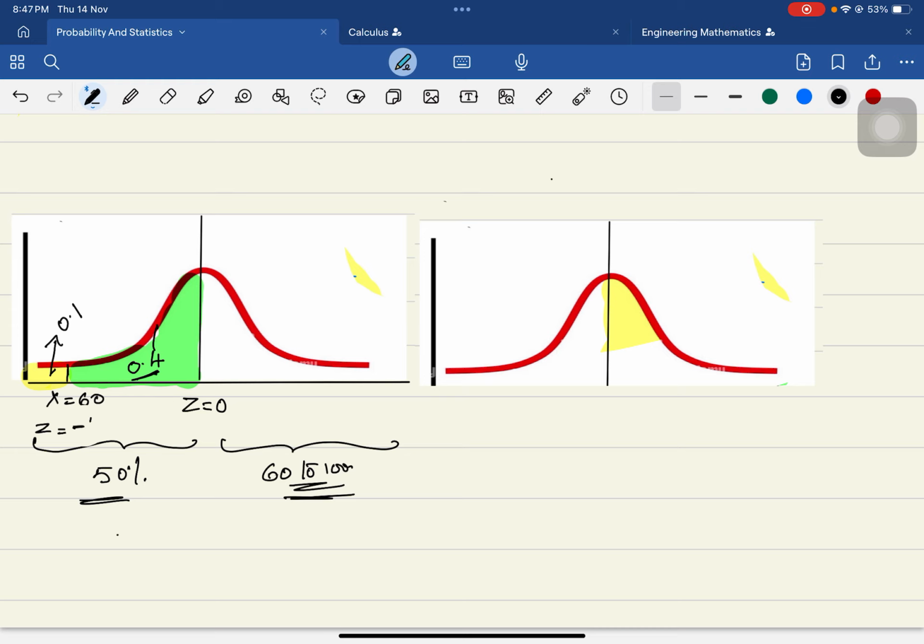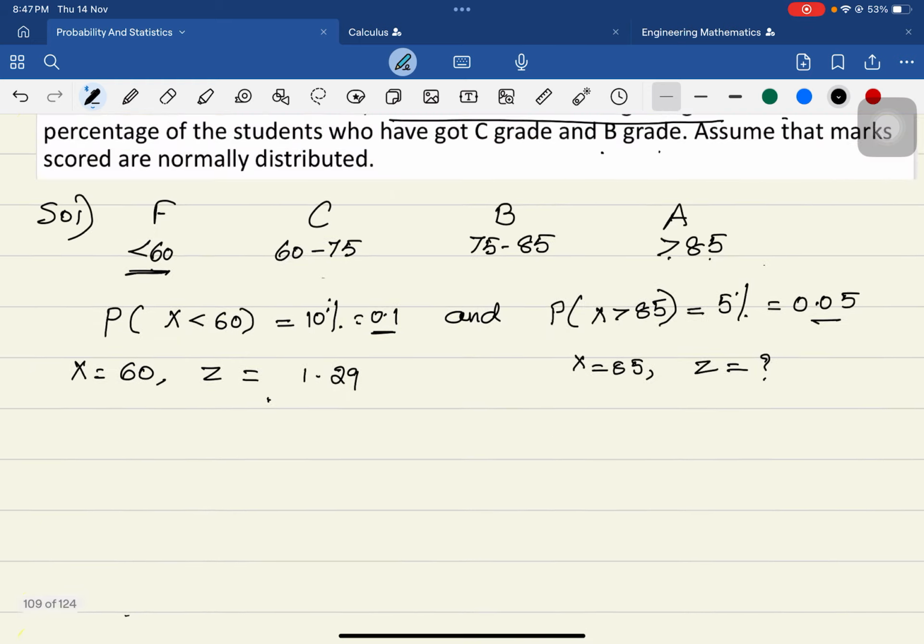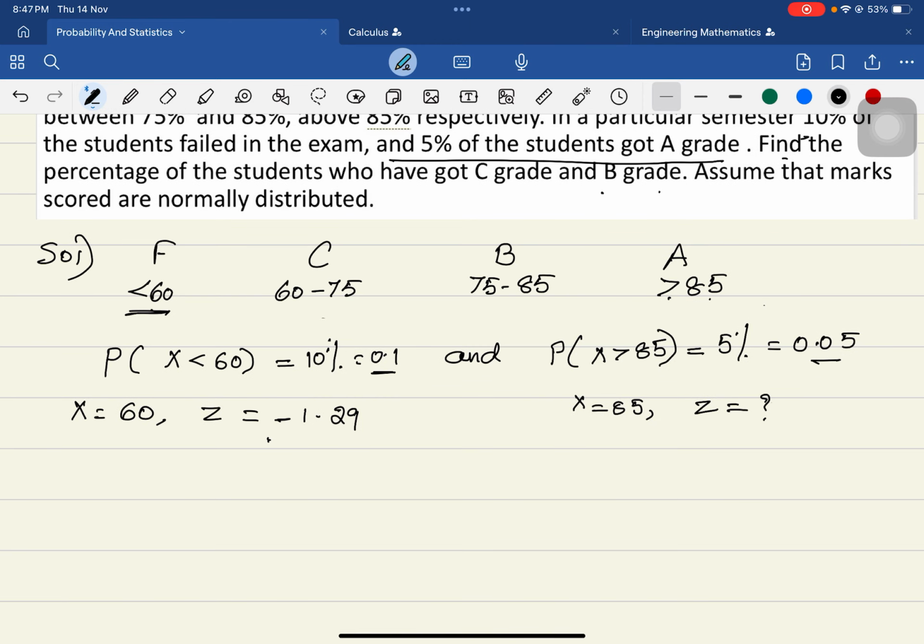So this is what the understanding. Z value is negative 1.29. So the corresponding z value when x is 60 is minus 1.29. Now what is the formula for standard normal variate? Z is equal to x minus mu by sigma. So by taking the value of x is equal to 60, we get z is equal to x minus mu over sigma. Now that is 60 minus mu over sigma is given by minus 1.29.